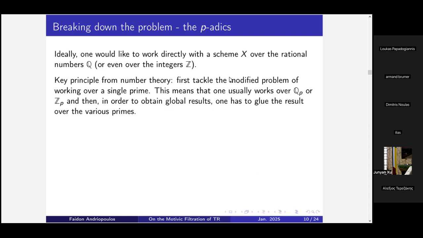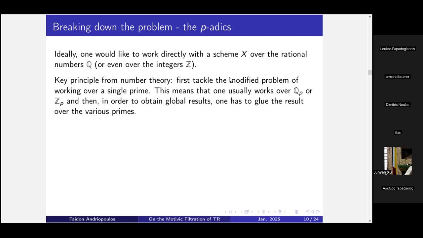Okay, so in the realm of algebraic geometry, we would usually like to study a scheme or a variety over the rational numbers, or say over the integers. To begin with, that can be a quite difficult problem.